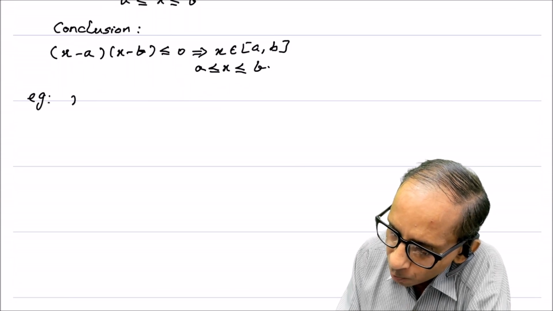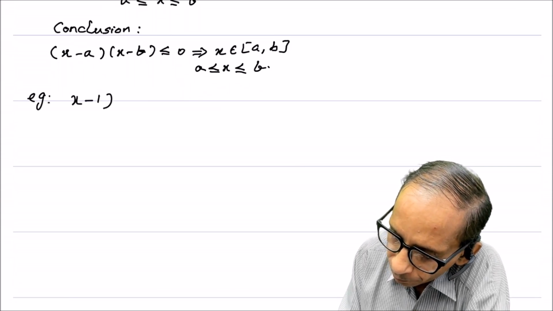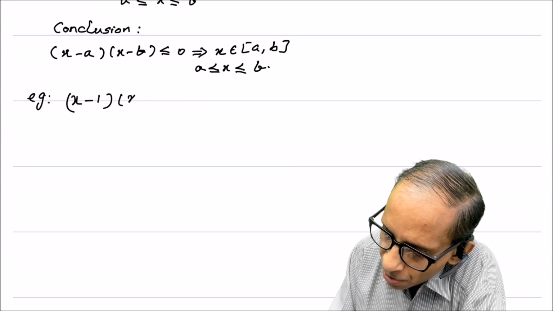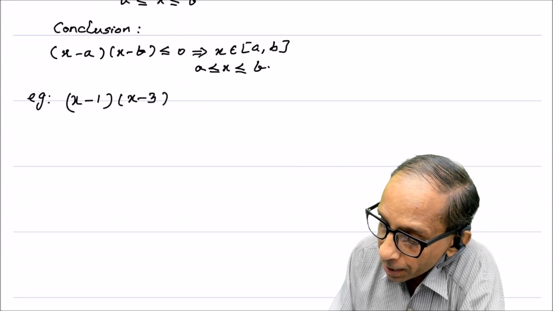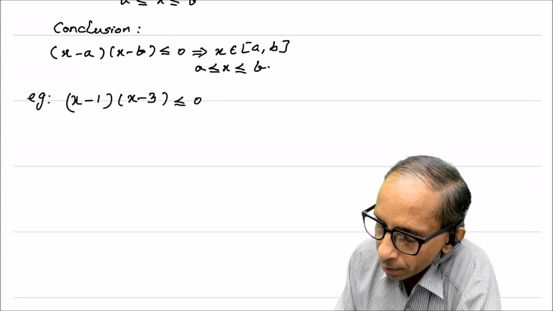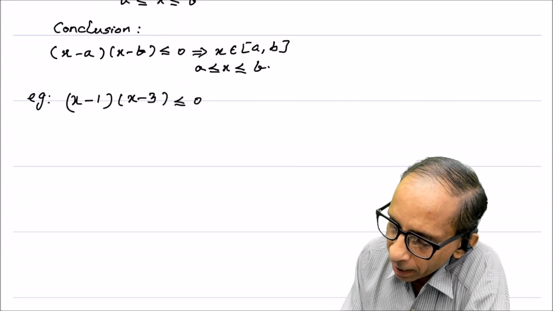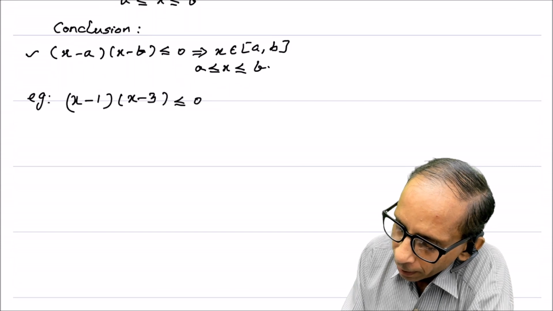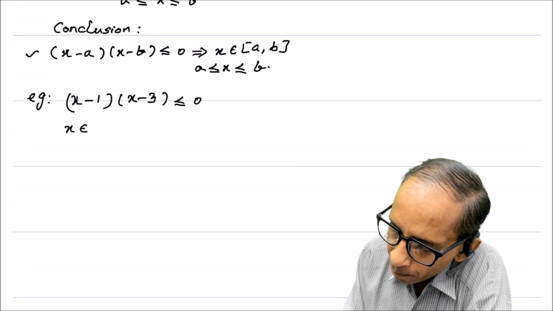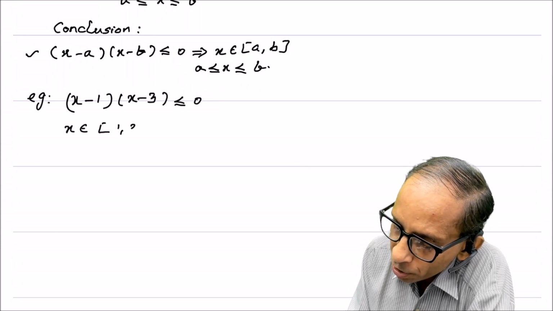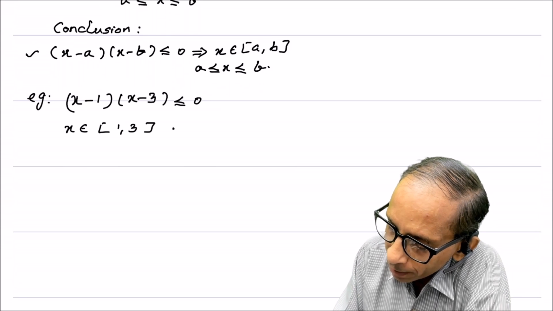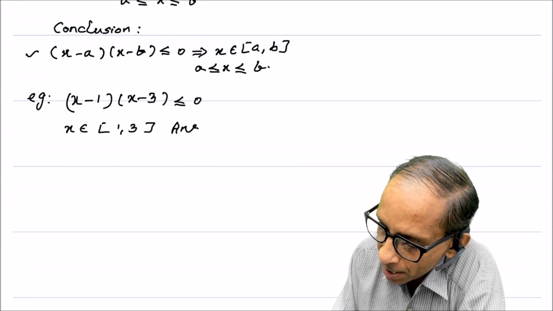We take up a small case: (x minus 1) into (x minus 3) less than or equal to 0. Then, by the above result that we have, x should be lying in the closed interval 1 to 3. That has to be the answer for us.